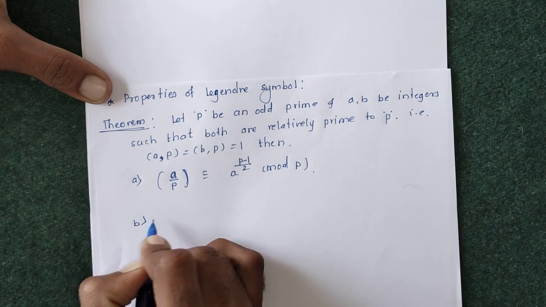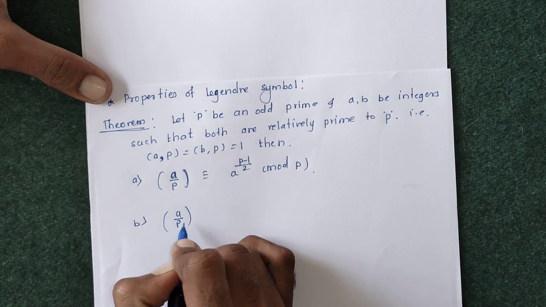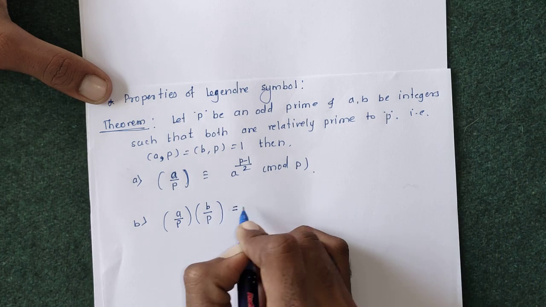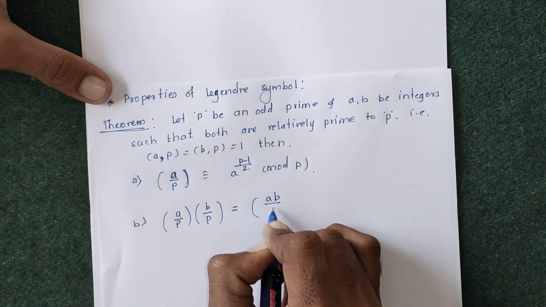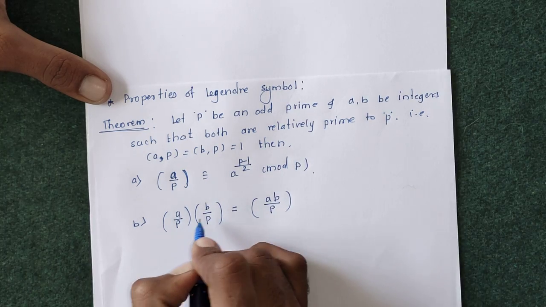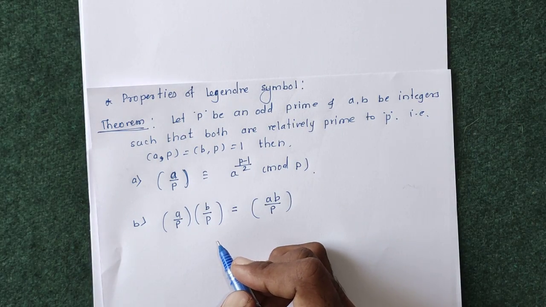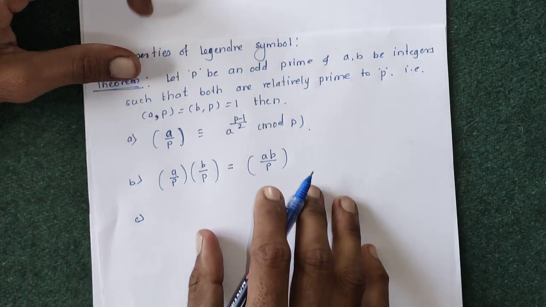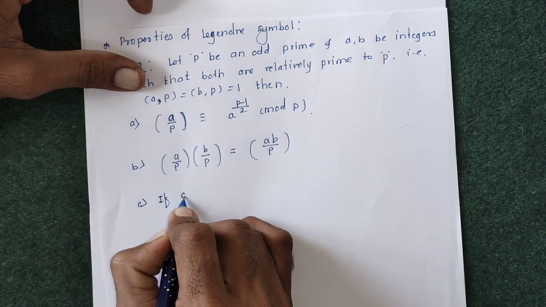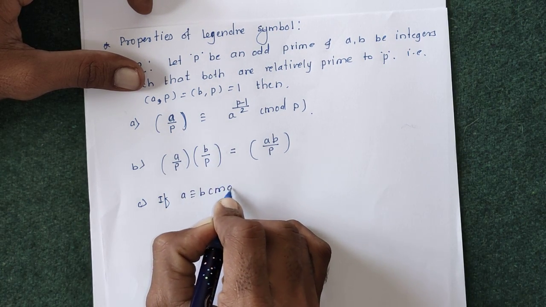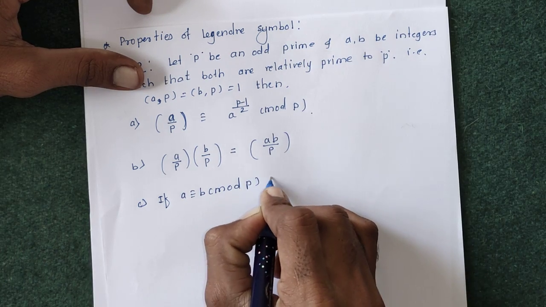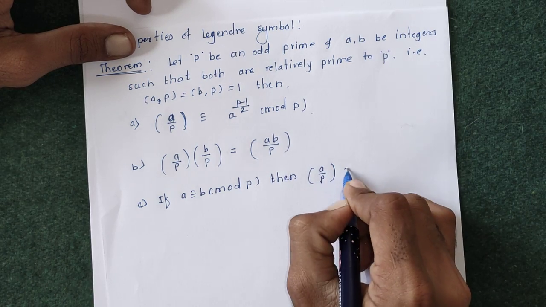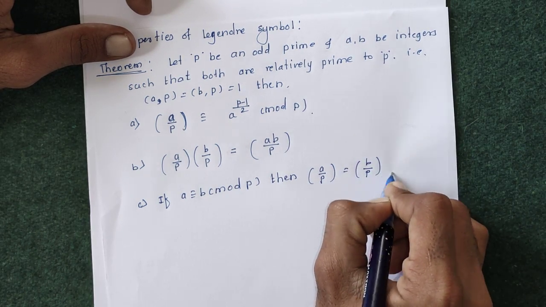Second property, Legendre symbol of A and P into Legendre symbol of B and P is equal to Legendre symbol of AB with P. Third property, if A is congruent to B mod P, then Legendre symbol of A and P is equal to Legendre symbol of B and P.